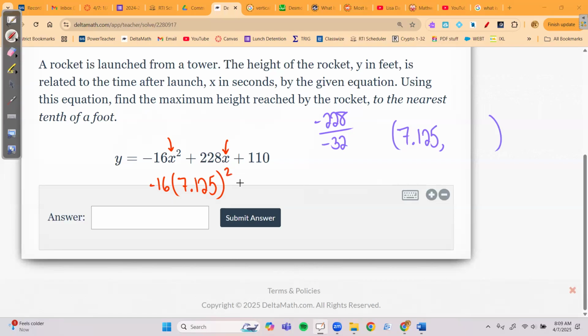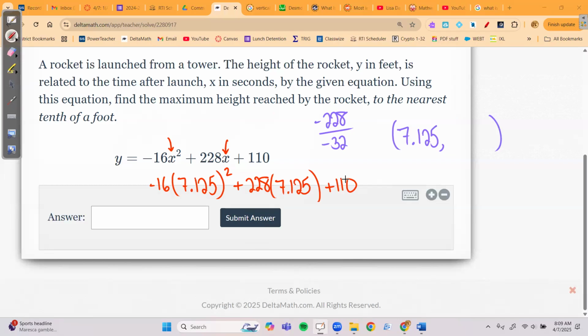You don't have to hit enter. Then you're going to hit plus. If you have an older calculator, like an older TI-30 from the 80s, you would need to be hitting enter a lot more often and writing numbers down as you go. But with a newer calculator, you can type the whole command in one line, which is what makes them so nice. Then we're going to do plus 228 times 7.125 plus 110.